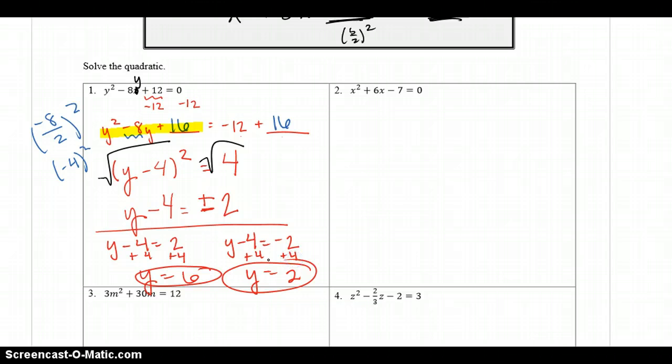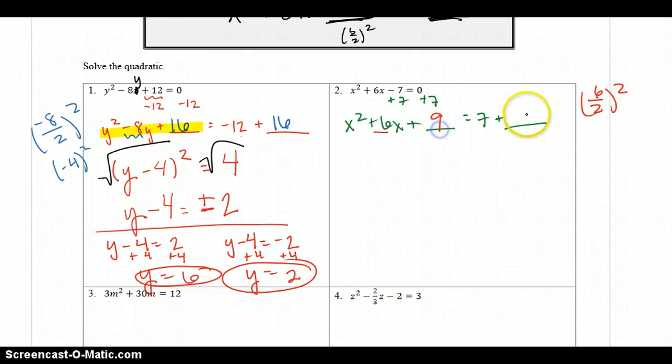Alright, let's look at example 2. x squared plus 6x minus 7 equals 0. Add 7 to both sides and get x squared plus 6x plus blank, which is the proper form, equals 7, also plus blank. To fill in that blank, I need to have b squared, so 6 over 2 squared. 6 over 2 is 3, 3 squared is 9. I add 9 to both sides.